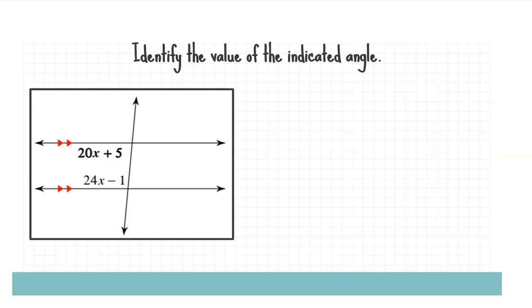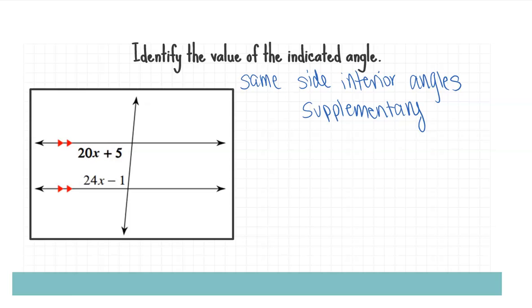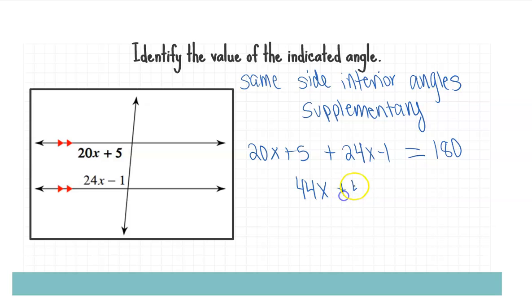All right, so we should have said that these are same side interior angles, and we know that same side interior angles are supplementary. So that means that we need to take both of our angles, so 20x plus 5, and we're going to add them together, 24x minus 1, and together they should be equal to 180 degrees. Okay, now we're just going to combine like terms, so 20x plus 24x will give us 44x, and then 5 minus 1 is positive 4.